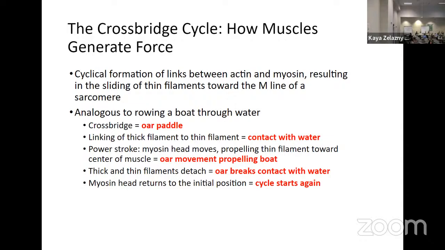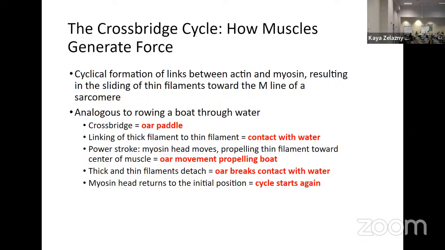The way this works is analogous to rowing a boat through the water. We're mentioning this largely because part of our cross-bridge cycle has a step named for this rowing motion. So we're going to think about the heads of our myosin, those little golf club parts or those little kernels on our wheat shaft, as oar paddles. As the cross-bridge cycle happens, we put our oar down and contact the water, right? So we're hitting the water with our oar. That's going to be the binding of our myosin to the actin, which connects our filaments together. And then we're going to pull with our oar, moving through the water.